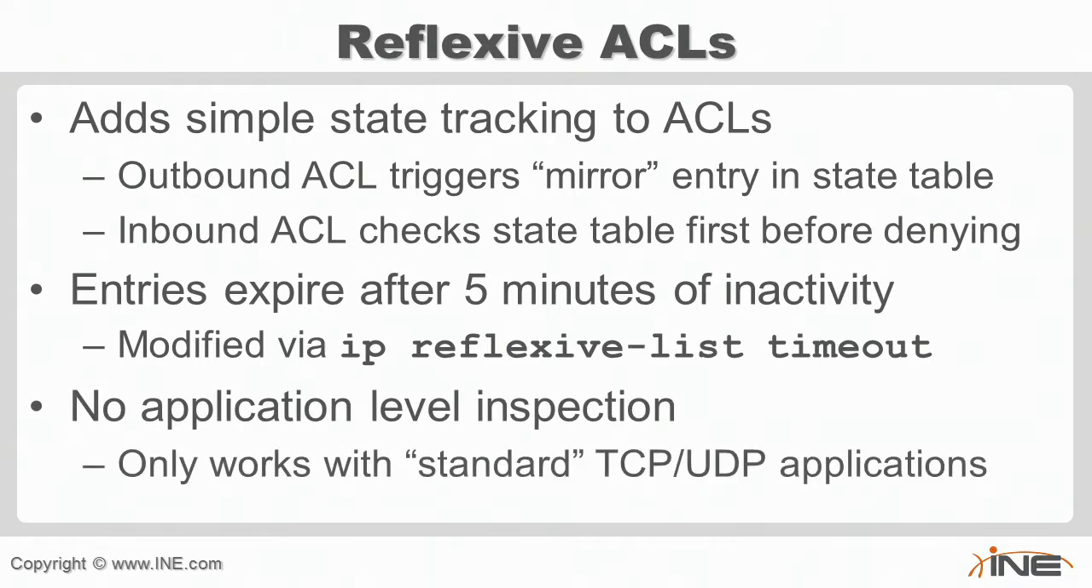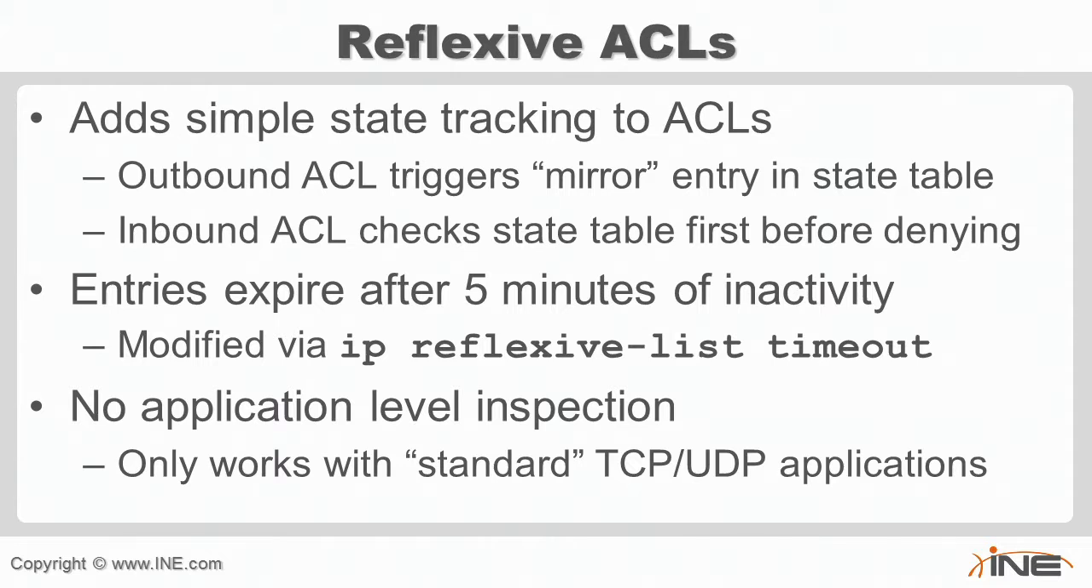So there is no specific application inspection. This also means that reflexive ACLs are only going to work with standard TCP and UDP applications. I'll talk in a minute more specifically about what that means, but a good example of this would be IP telephony. If we have an IP phone on the inside of a reflexive ACL configuration, when the traffic leaves the network, the issue is that the return flow is not a mirror image of what the outbound flow is. So the reflexive ACL is not going to be able to deal with this, and it's going to ultimately drop the traffic.